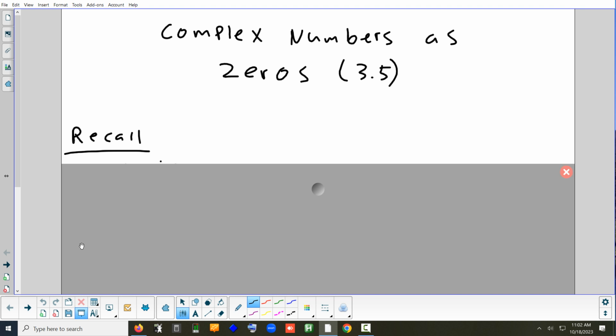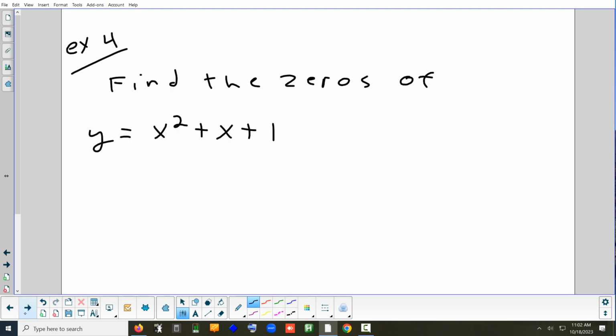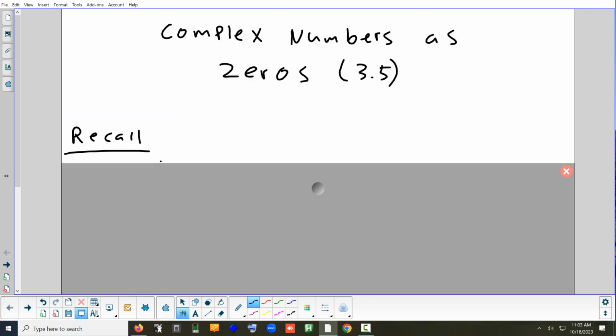Okay, so the first thing we're going to do is, eventually we want to do problems like this, find the zeros. Just like the kind of problems we did yesterday. The thing that's going to happen here, though, is they're going to come out imaginary. So we're just going to review first what imaginary numbers are, and then we'll try some of those questions.